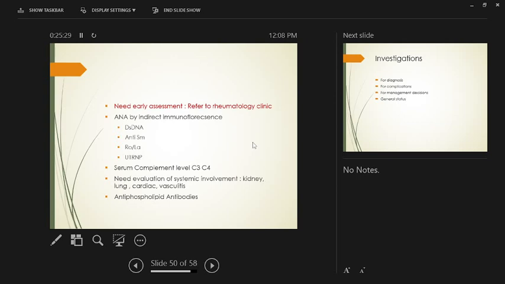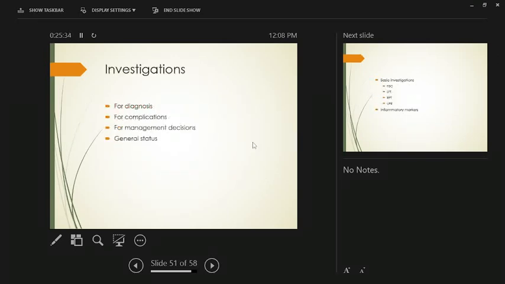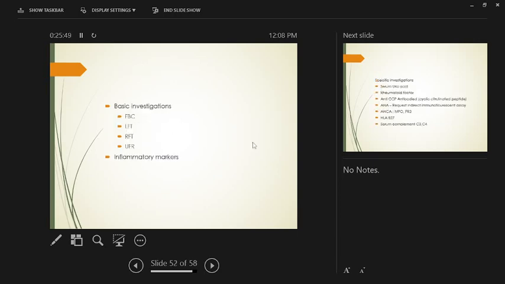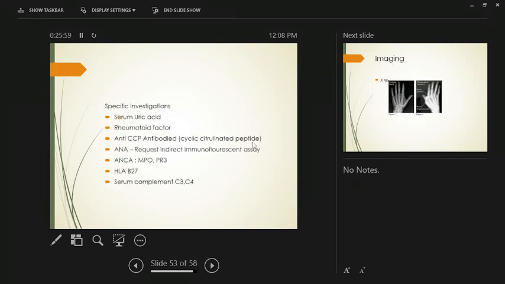And then we have to evaluate for the involvement of other systems and organs. And sometimes we may have to go ahead with antiphospholipid antibodies as well. So just to show that investigations are important in evaluation of joint pain. Investigations should be carried out for diagnosis, to look for complications, for management decisions, and to assess the patient's general status. So we have to arrange basic investigations like full blood count, liver function test, renal function test, UFR, and inflammatory markers.